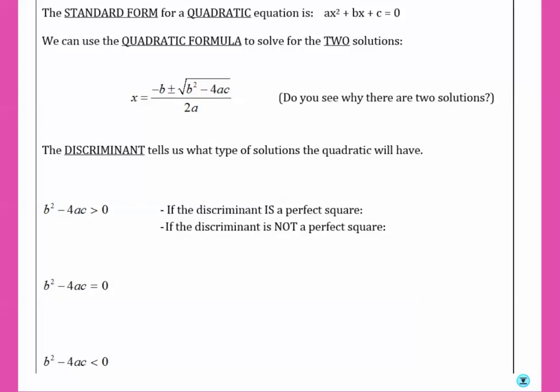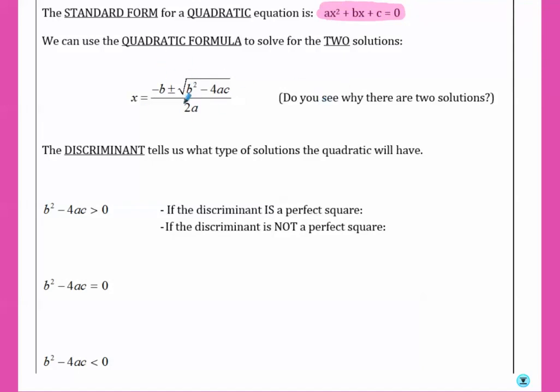Alright, today we're going to be learning about the quadratic formula, which is this formula right here. X equals negative b plus or minus the square root of b squared minus 4ac all over 2a. Before we can use the quadratic formula, we need to make sure it's in standard form, meaning that we have the x squared term, the x term, the constant term, and then it's equal to 0.